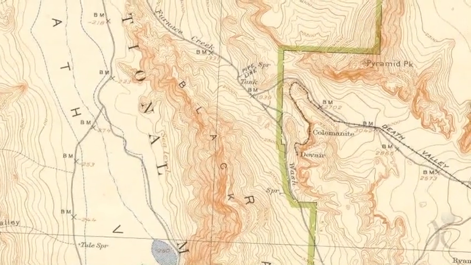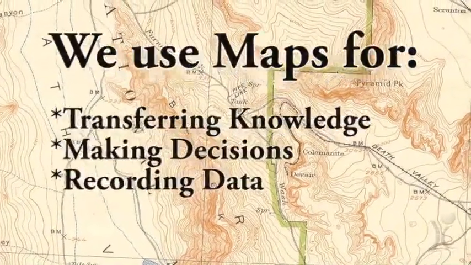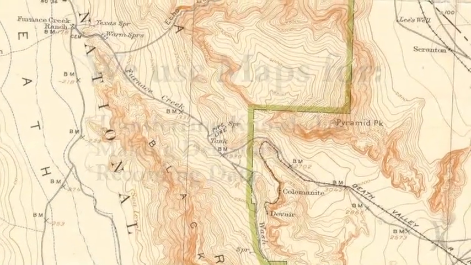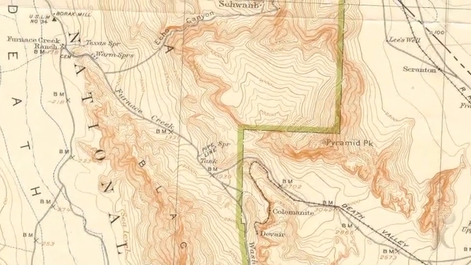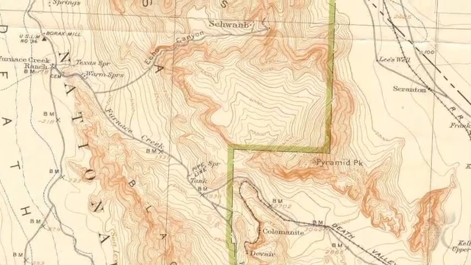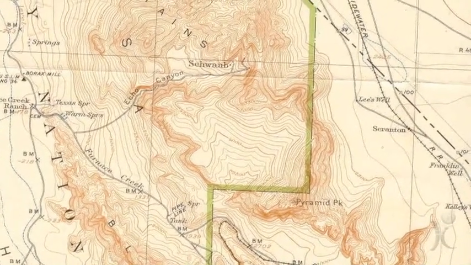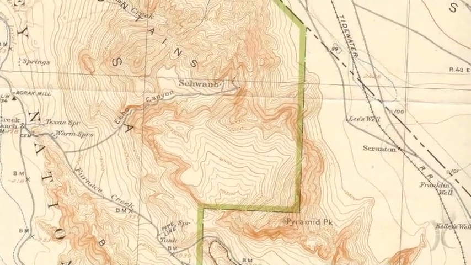We use maps in a variety of ways for transferring knowledge, for making decisions, and for recording data. Good maps are somewhat ubiquitous in that when we take a gander at their symbology and learn their story, their cartographic language communicates to us, echoing concepts in a variety of relationships and forms.